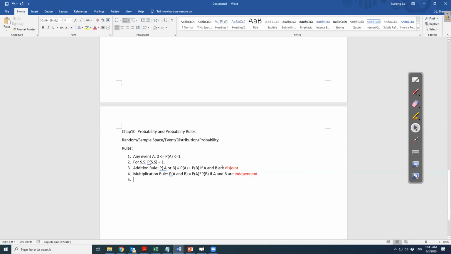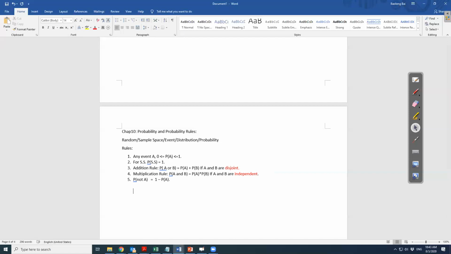Okay. So you need to understand what independent means, right? Disjoint means the two events don't have any common outcome. Independent means the two events don't affect each other, right? And the last rule is probability of not A will equal 1 minus probability of A. So that's it about probability rules.